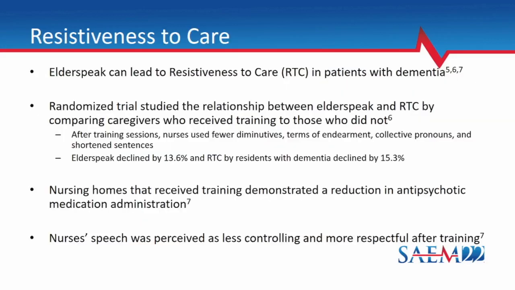Recent studies have shown that Elderspeak leads to resistiveness to care, specifically in patients with dementia in nursing homes. There have been randomized trials that look at the relationship between Elderspeak and resistiveness to care, looking at the implementation of education, comparing caregivers that received Elderspeak training and those that did not. And they found that the patients that had caregivers that were educated in Elderspeak had a subsequent decline by about 14%, and patients with dementia saw a decline in resistiveness to care by 15%.